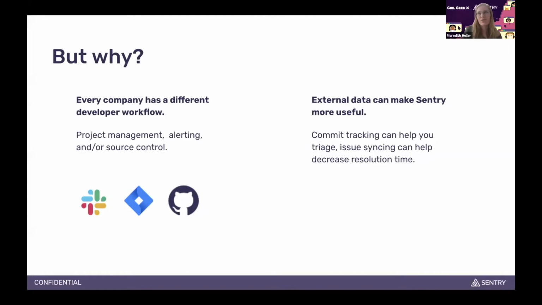I'd say that the top 3 categories of integrations would be project management, alerting, and source control. Most people have one integration from each of these categories. And the other thing that makes them important is data from these integrations can actually make Sentry more useful. So for example, with our GitHub integration, you can have commit tracking, and that can help you triage the issues more quickly. Jira has issue syncing, which can help decrease resolution time. So they are pretty important to getting the full Sentry experience.